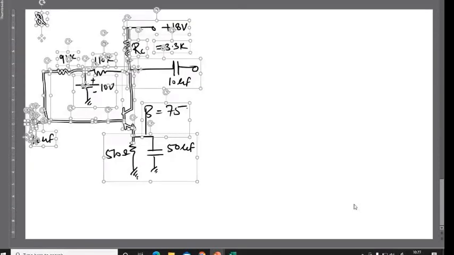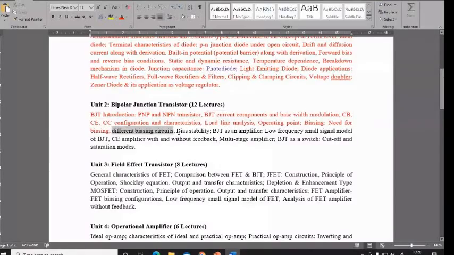Okay, you try to solve this numerical problem. List down bias stability factor. Okay, we will analyze that. BJT as an amplifier, low frequency small signal model, common emitter amplifier with and without feedback. CE amplifier, this potential divider bias with capacitances and all the things. This is also known as RC coupled amplifier.